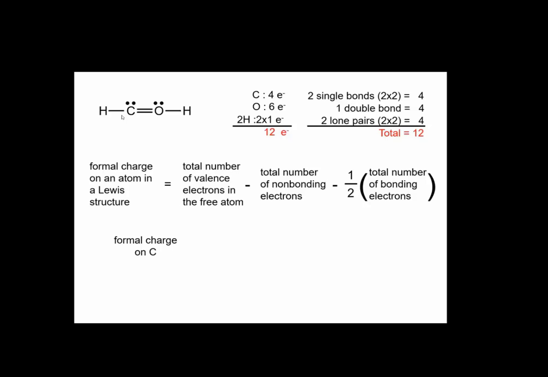Let's calculate formal charge on carbon. Total number of valence electrons on carbon? Four. Minus total number of non-bonding electrons. How many non-bonding electrons do you have on this carbon? Two. Thank you. Minus half of the total number of bonding electrons. How many bonding electrons? Is this two electrons in one bond? Four electrons in these two. So 4 plus 2, 6, yes? Half of 6 is 3, I get negative formal charge. So carbon is not neutral, it has negative formal charge, right?